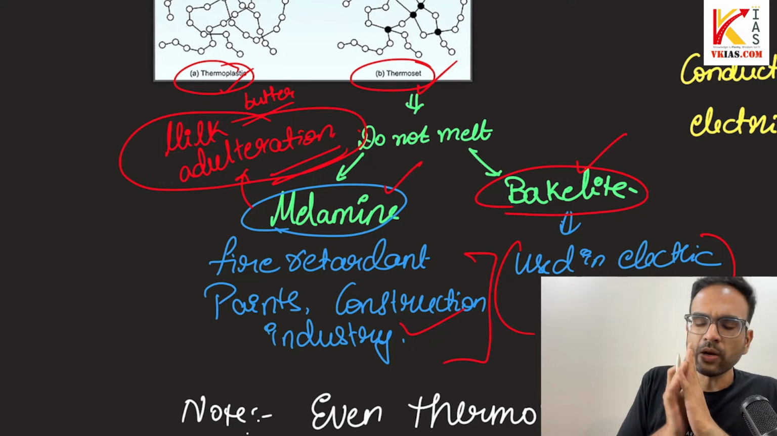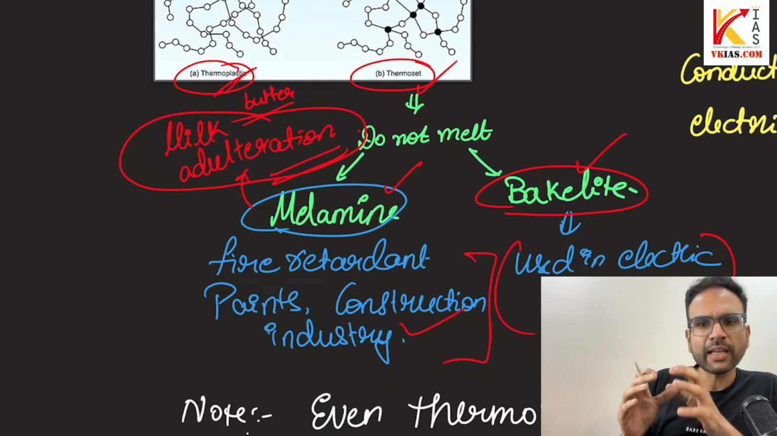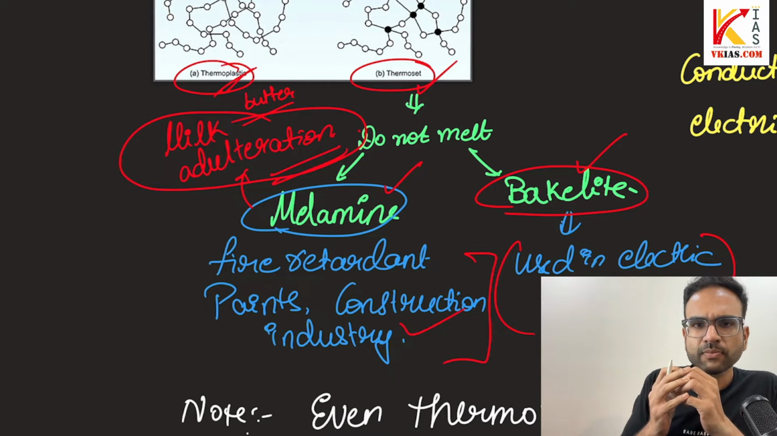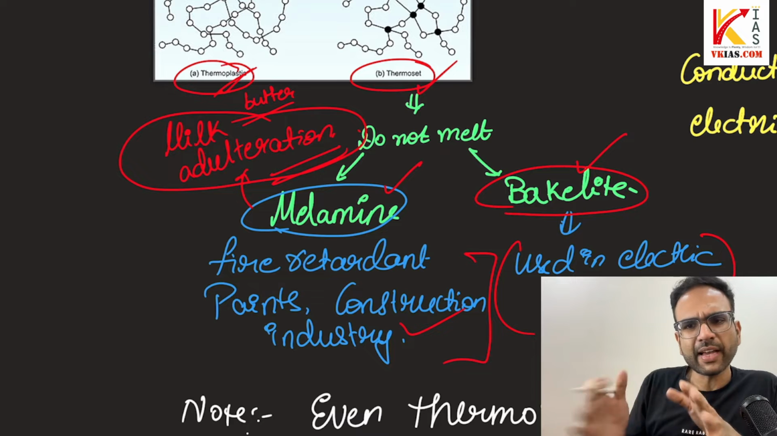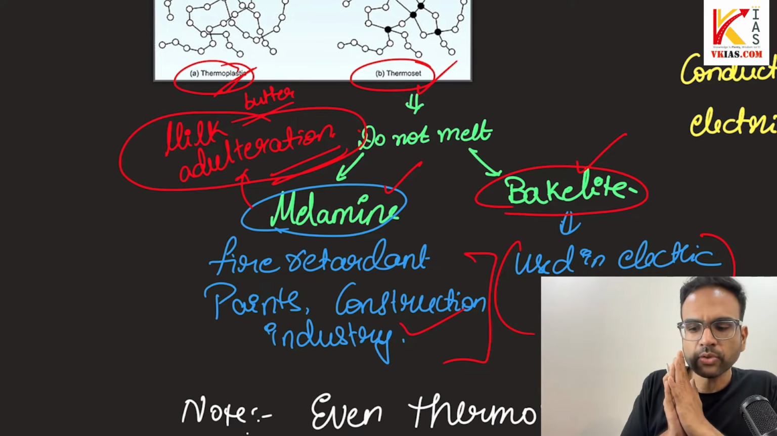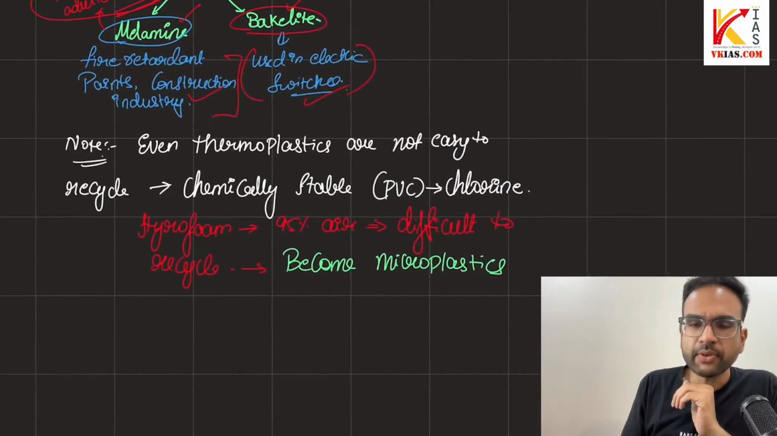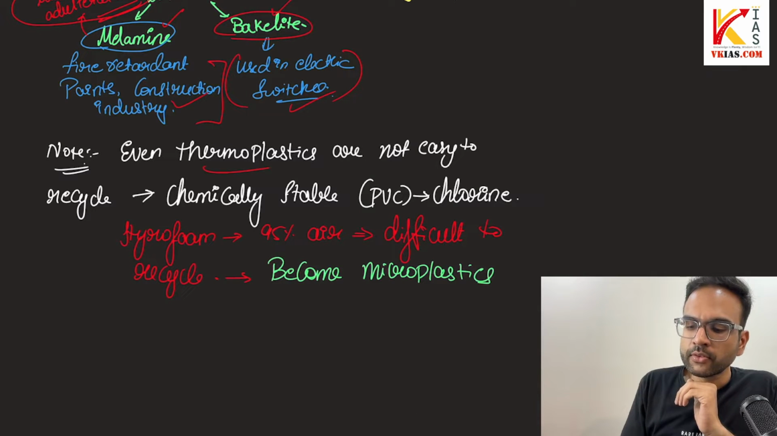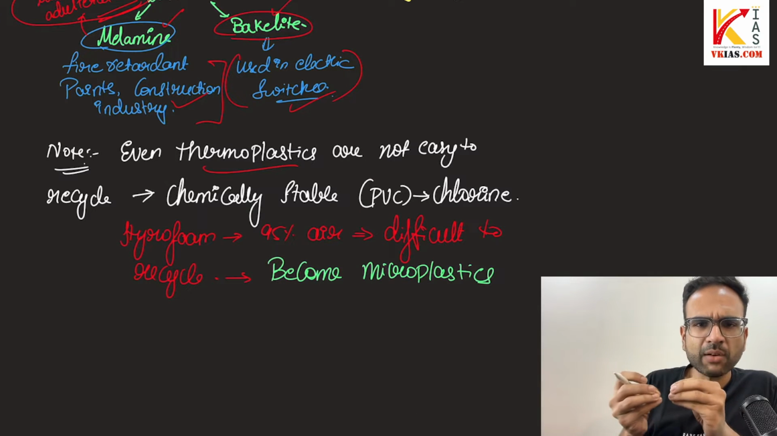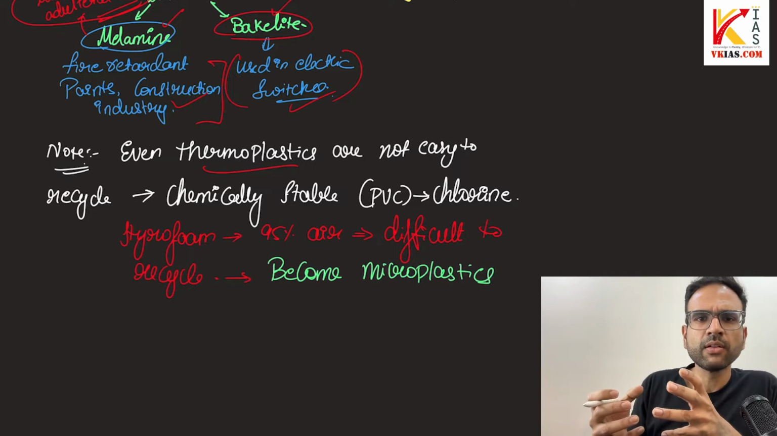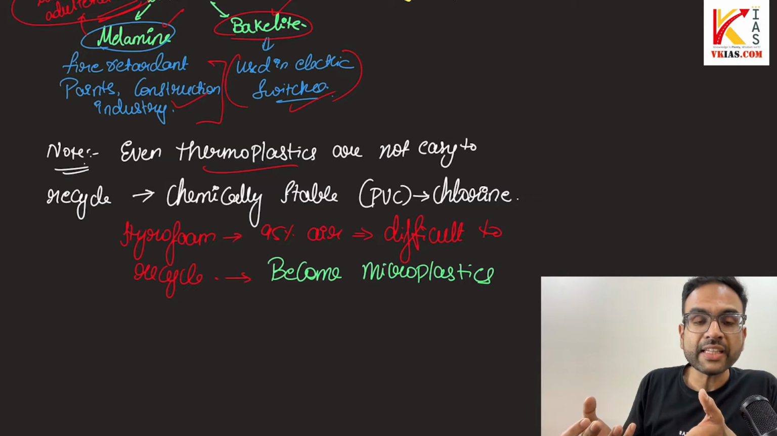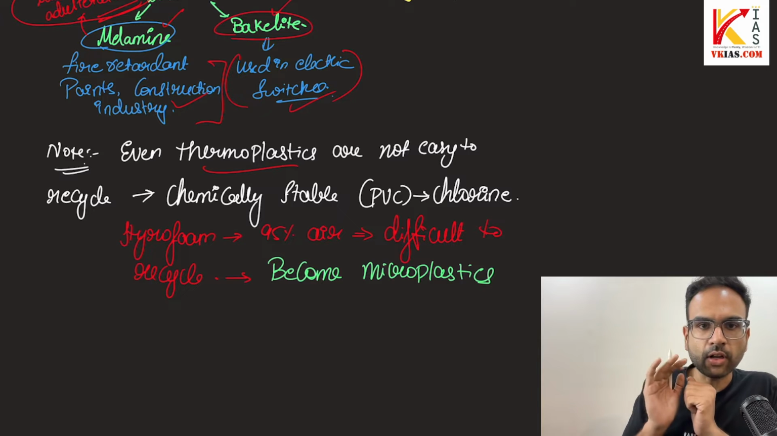Okay? Now, in this context, you might be wondering, if thermoplastics can be easily melted and recycled so easily, does that mean every thermoplastic can be easily recycled? Not necessarily. Here is where we have to understand some more points. Thermoplastics, what did I say? They have weaker bonds. They are relatively malleable, and we assume that they are easy to recycle. But that's not the case.